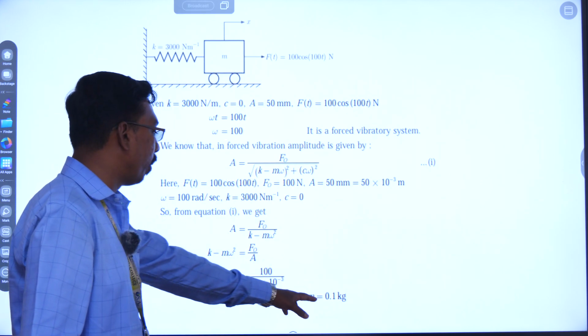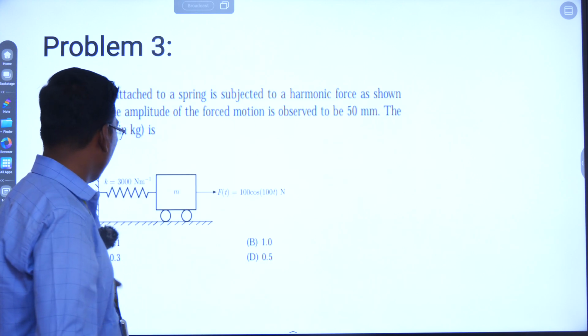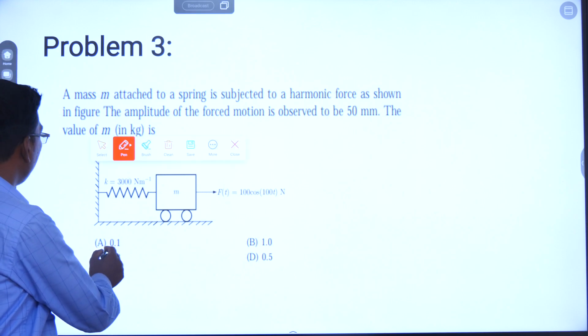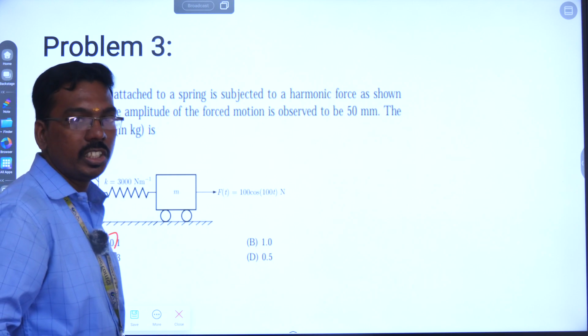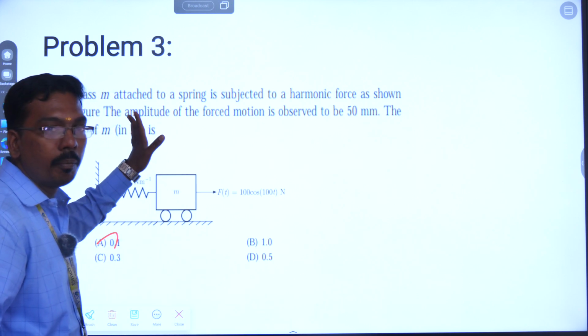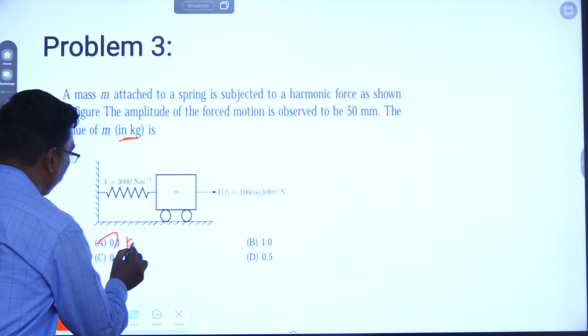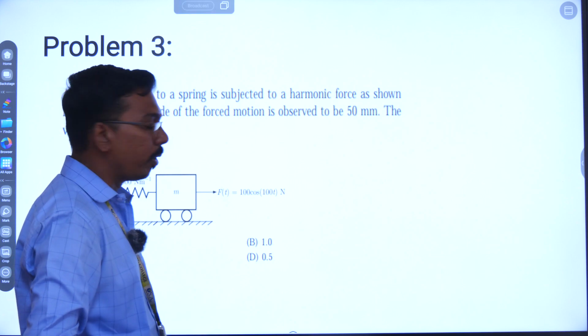So right now, 0.1 kg is which option? We have to look at it here. Yes, the first one is right. So 0.1 kg is right. Already m has been given in kg. 0.1 kg. Okay, right now we have to look at the final problem.